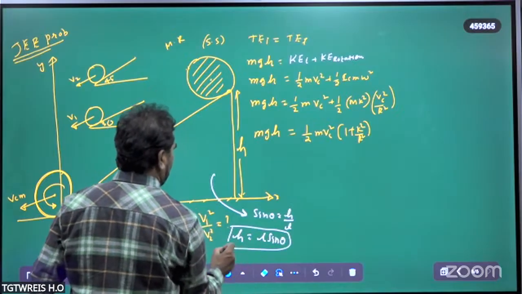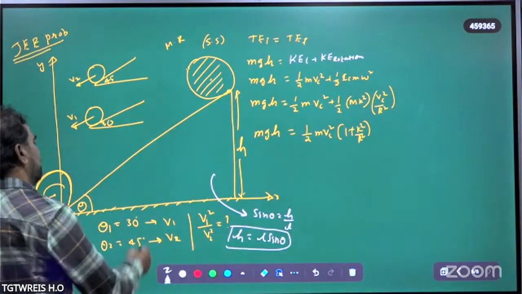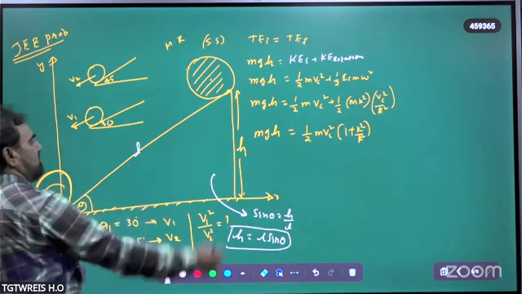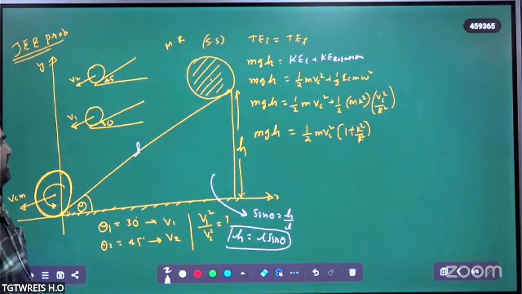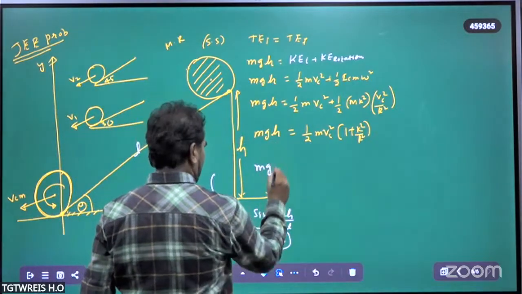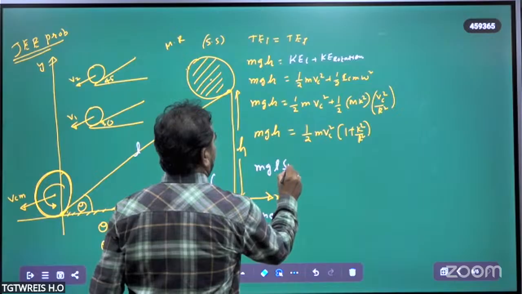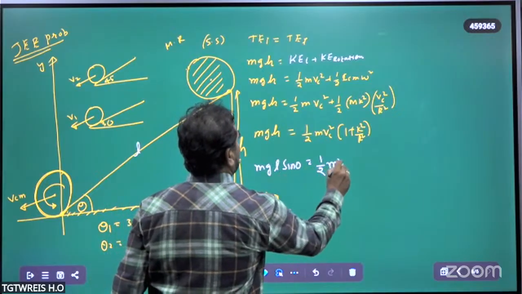From this triangle it is very clear that sin theta is equal to opposite side upon hypotenuse. What is the length of the hypotenuse? Let's take L. That is sin theta is equal to h upon L. H is equal to L sin theta. So this value substitute here. That is mg into h, the value of h is L sin theta, is equal to half m vc square.